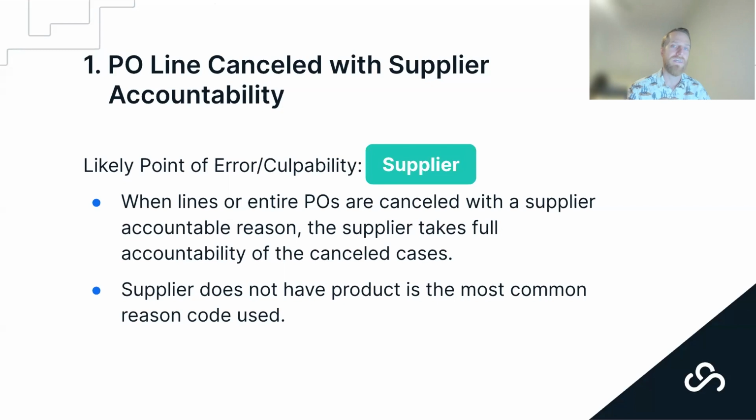But you can still cancel and avoid accountability if you use certain reason codes. That said, the most common reason code we see that gets used is supplier does not have product. And it's kind of the easiest, most obvious reason code to use if you're canceling. Typically if somebody is not going to ship an item because they don't have the product, it's very easy to pick that reason code. However, that reason code will always leave you on the hook for OTIF charges for that cancellation.